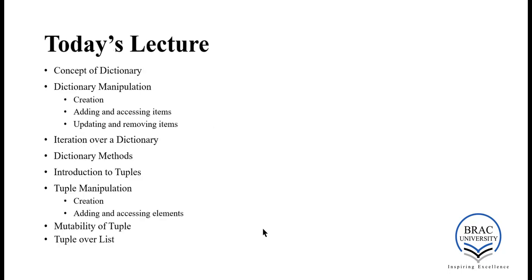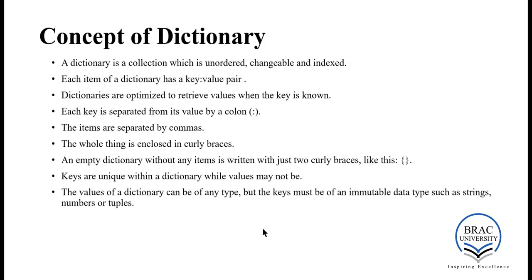list. So today we'll learn about the concept of dictionary manipulation methods just like creation, adding, updating, removing items, iteration over a dictionary, some dictionary common methods, and also we'll talk about introduction to tuple manipulation, creation, adding and accessing the elements, and mutability of tuple. At last, we'll talk about the comparison between tuple and list. So let's start with dictionary.